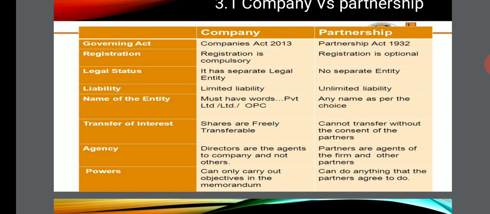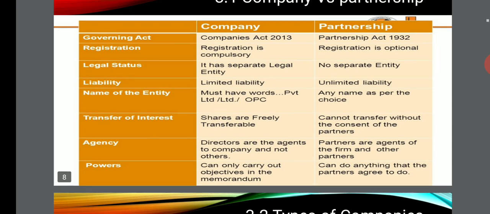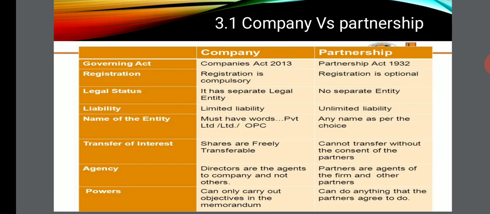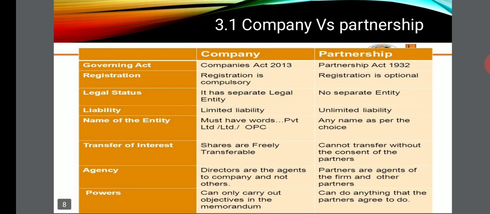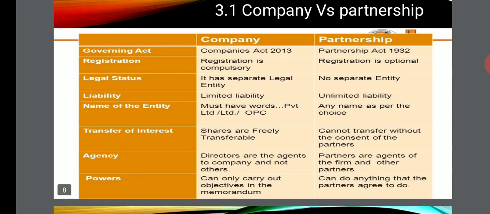So unlimited liability means in case the firm goes for liquidation, even their personal property can be held responsible. The name of the entity, in case of company, must have the words private limited or limited, and in case of partnership, any name as per the choice. Transfer of interest. Shares are freely tradable in case of company, and partnership interest cannot be transferred without the consent of the partners. Agency. Directors are the agent of the company and not of others. Partners are agents of the firm and other partners. So partners are agents for other partners also.